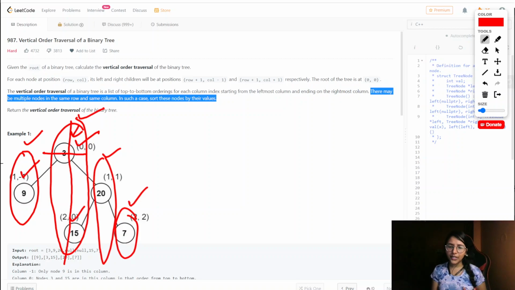So first priority is given to the columns, then second priority is given to the rows, that according to rows, whichever is at the highest level would come first in our answer. Then priority is given on the basis of how many nodes are there in that particular row and column. In that case, it will be sorted according to the value. So these are the three conditions which we are required to handle in this question.